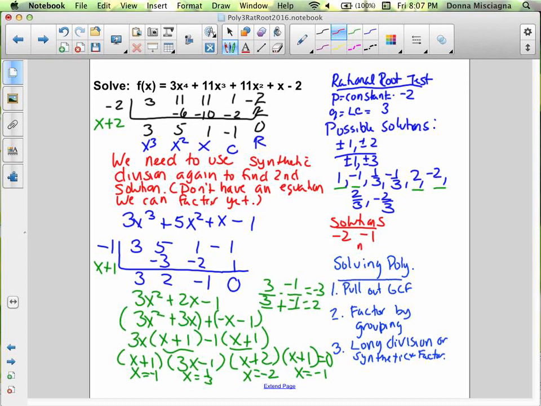So this one, this negative 1, is multiplicity 2. When we get to graphing, we'll talk about why that's important. Right? But those are our 4 solutions. Negative 1 twice, and then a 1/3 and a negative 2.